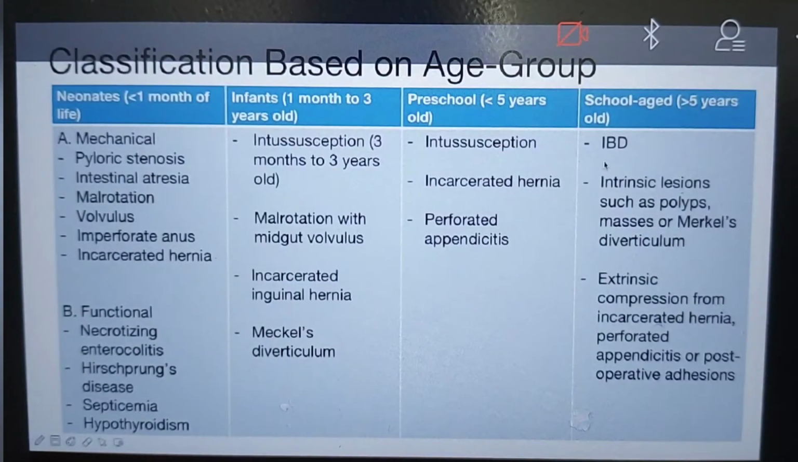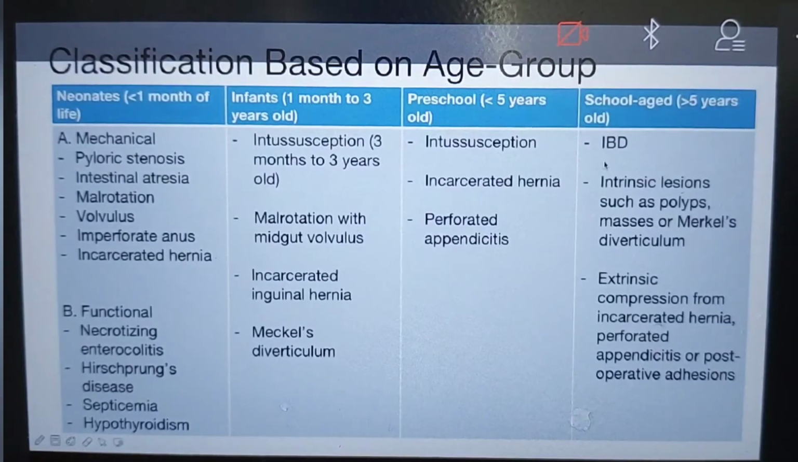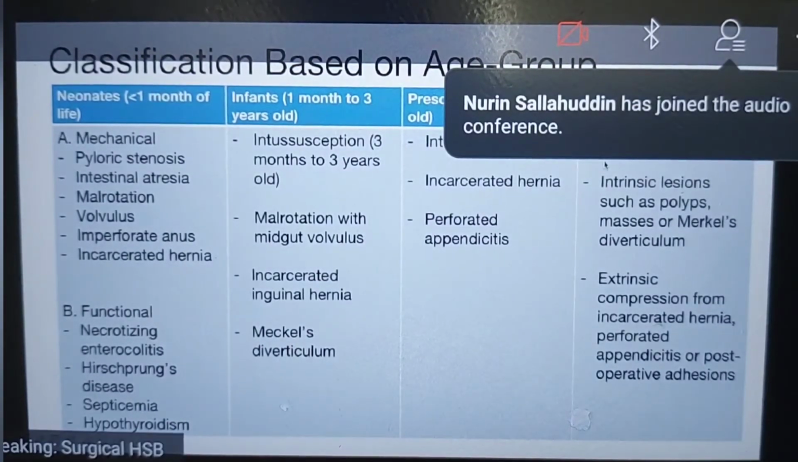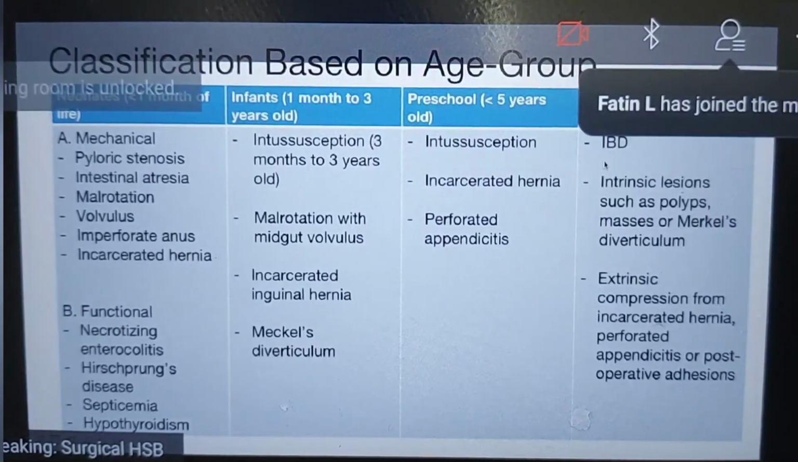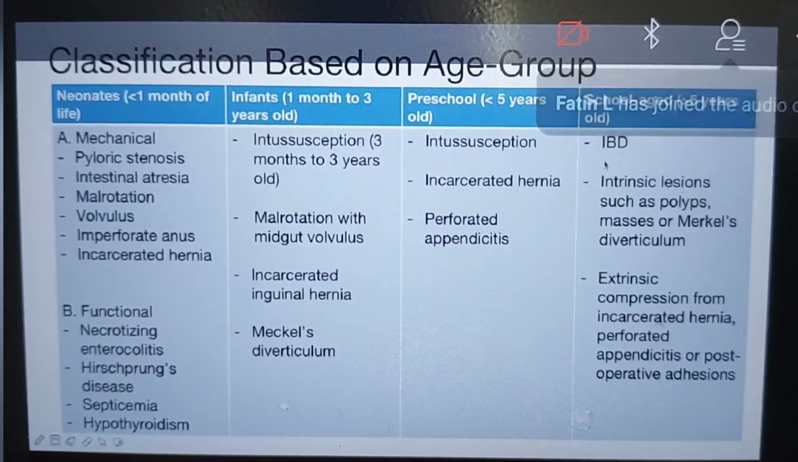Because these are children, the presentation will differ based on age. In neonates, less than 1 month old, mechanical causes include pyloric stenosis, intestinal atresia, malrotation, volvulus, imperforate anus, and incarcerated hernia. Functional causes are usually NEC, Hirschsprung disease, septicemia, or hypothyroidism.